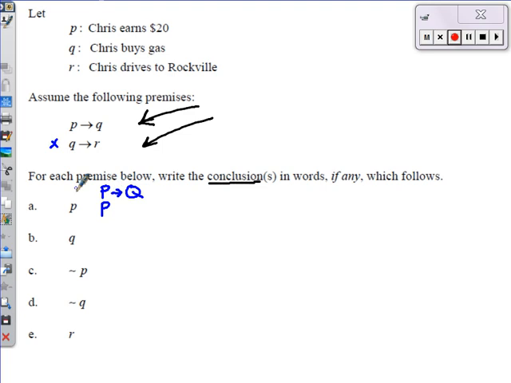This is called modus ponens. And what that means is, if I were to change the words, if you clean, then you party. You cleaned. You can assume then, therefore, that you partied. Or you can assume Q. Now, in words, that would be Chris buys gas. So this means Chris buys gas.